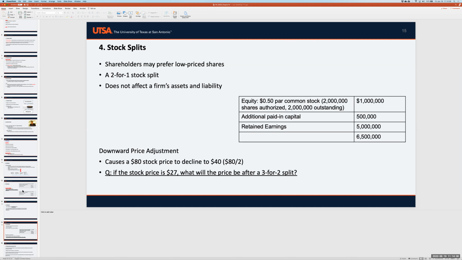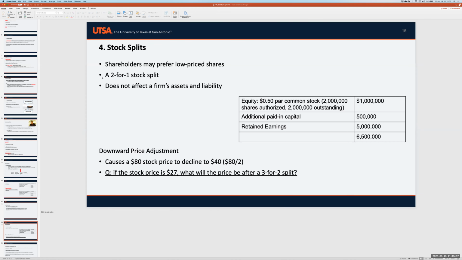Stock splits. Shareholders may prefer low-priced shares. A 2-for-1 stock split, it could be 2-for-1, 3-for-1, or 5-for-1. The company decides the split amount, but it doesn't affect the firm's assets and liabilities. It causes a downward price adjustment, causing the $80 stock price to decline.